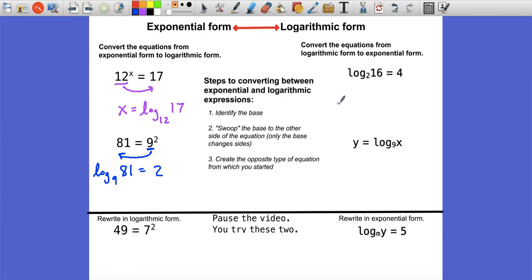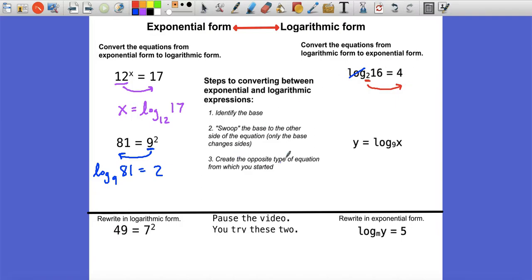All right, let's try some where we're working backwards, or starting with a log and going to exponential form. All right, so again, it works the same way. We can still follow the same rules. Identify the base. Base is 2. We swoop the base to the other side of the equation. Okay, we haven't run into this yet. What happens when we strip a log of its base? Well, a log cannot exist without its base. So think of it like the log dies, or the log disappears, gets dusted when you take away its base. So all that's left on the left side is 16. 2 is now over here on the right with the 4.